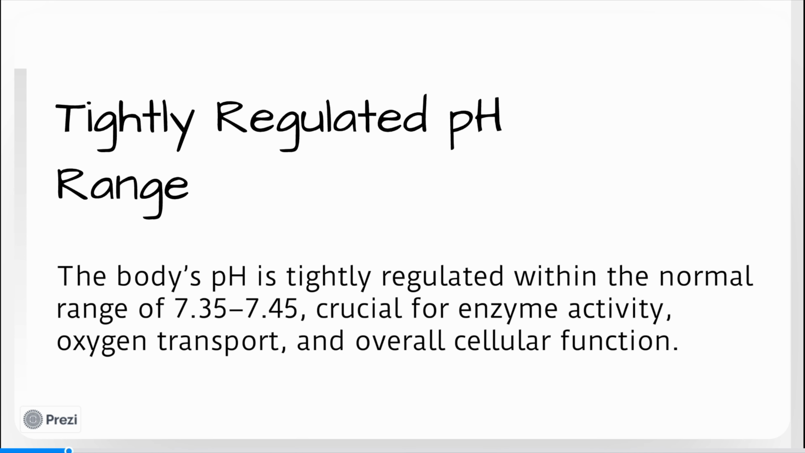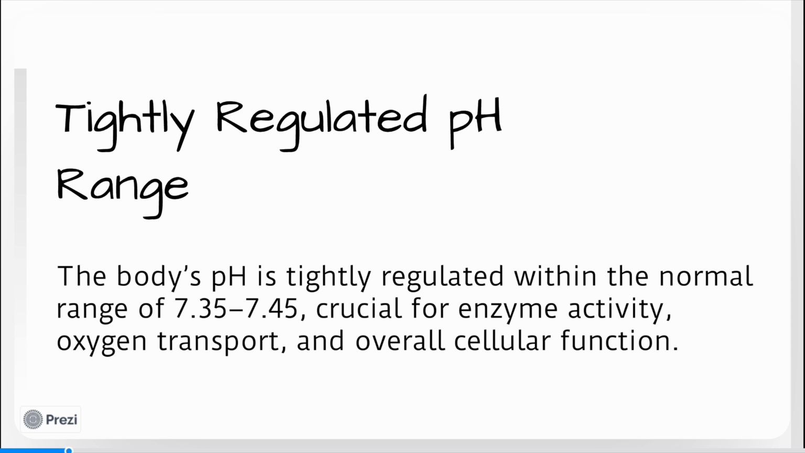The human body maintains its pH within a very narrow and tightly regulated range of 7.35 to 7.45. This balance is critical for life because even slight deviations can have serious consequences. A stable pH is essential for enzyme activity. Most enzymes only function properly within this narrow range, and any shift can slow down or stop important biochemical reactions. Oxygen transport is the second one. Hemoglobin's ability to bind and release oxygen depends on the pH of the blood. Even small changes can reduce oxygen delivery to tissues.